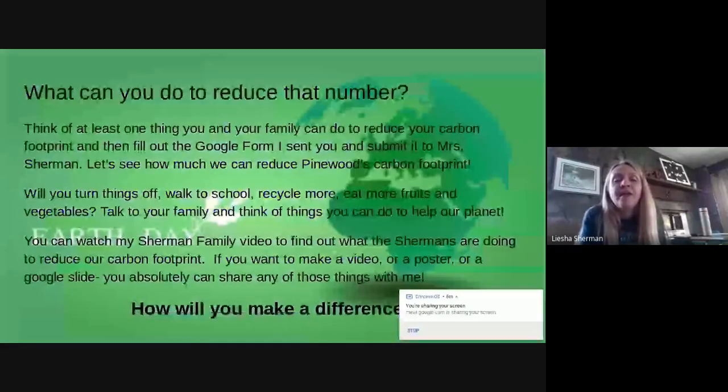Think of at least one thing that you and your family can do to reduce your carbon footprint. Then fill out the Google form I sent you and submit it to Mrs. Sherman. I can't wait to see. So on the Google form, it's going to ask you 2 questions. So what was the number, your carbon footprint number? Then what is one thing that your family is going to do to try to reduce that carbon footprint number?